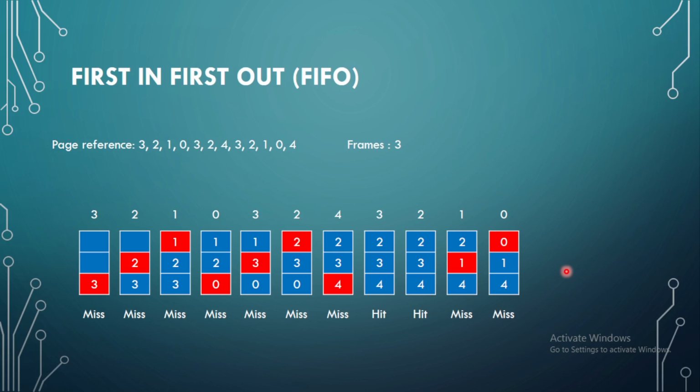4 is already available here, so there is no page fault. So as we can see, the number of page faults here is 1, 2, 3, 4, 5, 6, 7, 8, 9.